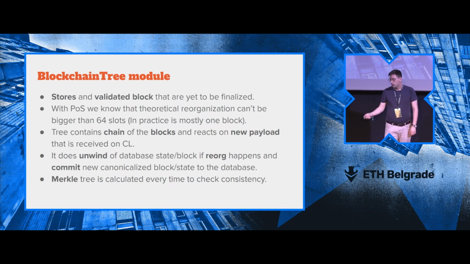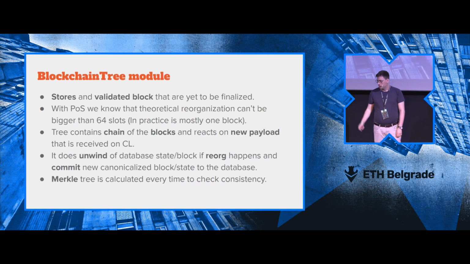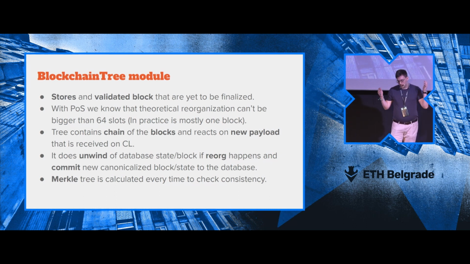Why this is possible, and why it was not possible with proof of work, is that with proof of stake we have consensus, and we have finality. Finality allows us to have a limited number of blocks that we can reorg. In practice, that's just one block, but in theory, it can be 64, two epochs.